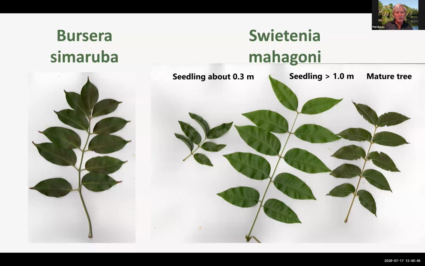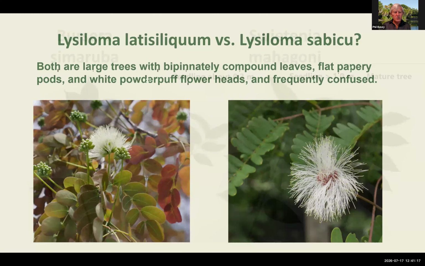The Bursera simaruba on the left has an odd pinnate leaf. The Swietenia mahagoni, or West Indian mahogany, has an even pinnate leaf. And you'll notice too that, at least with the mature specimens of the mahogany on the right, the base of the leaf is very, very asymmetrical, more so even than the simaruba on the left. So those are some examples.